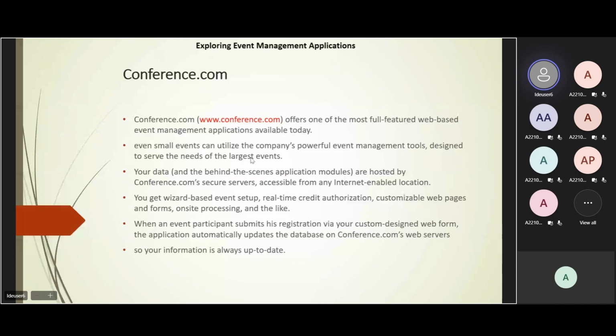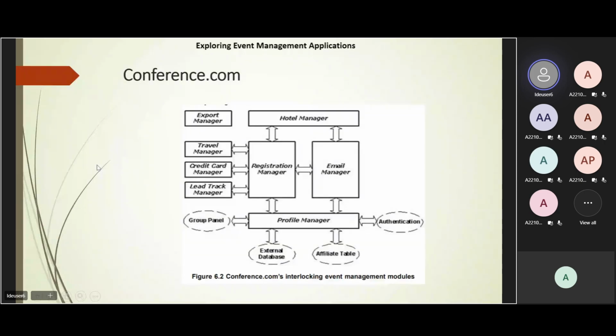This is the workflow of conference.com. So here we have export manager, travel manager, credit card manager, lead track manager. Register maintains the registration, email manager, profile manager, hotel manager, authentication process. Okay, affiliate table, external database. That is all this done.